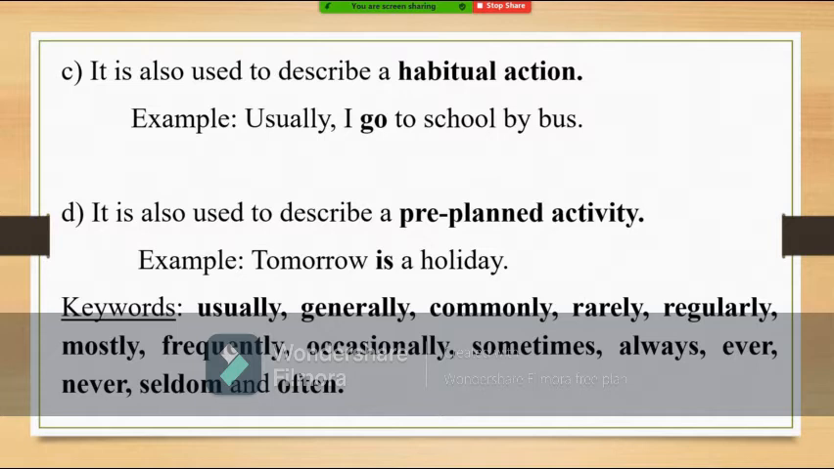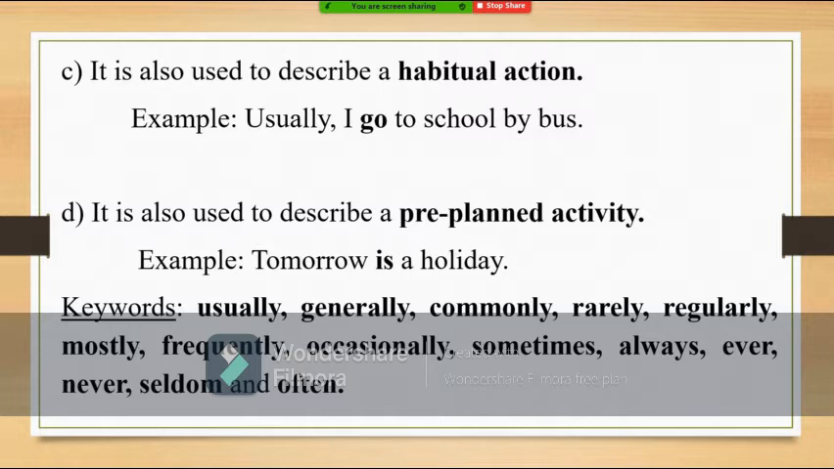And there are some keywords to indicate the simple present tense. What are they? Usually, generally, commonly, rarely, regularly, mostly, frequently, occasionally, sometimes, always, ever, never, seldom, and often. These are all the keywords for simple present tense.